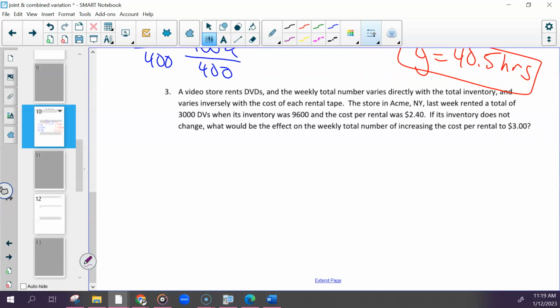So a video store rents DVDs, and the weekly total number varies directly with the total inventory and varies inversely with the cost of each rental tape. So again, you can choose which variables you want to use. Keep using Y, X, and Z. Whatever comes first would be your Y, and the second one would be your X. So we have Y equals kx and varies inversely with the cost of each rental tape. So if we call that Z, we are dividing by that variable.